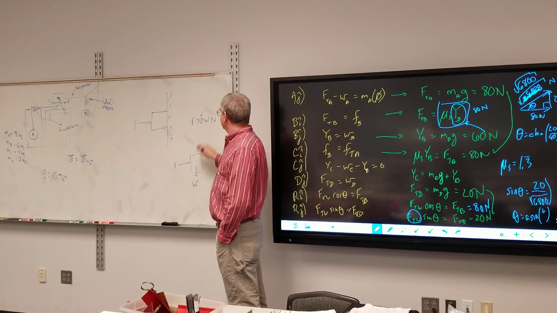Now, another quick question. It says mu sub S1T. That was the notation I used for the static friction between object 1 and the table. Oh, God, I thought that had to do with tension. No, what does that have to do with anything?